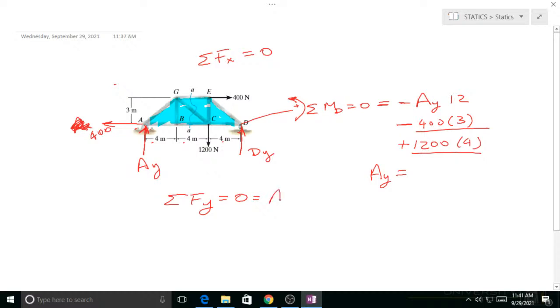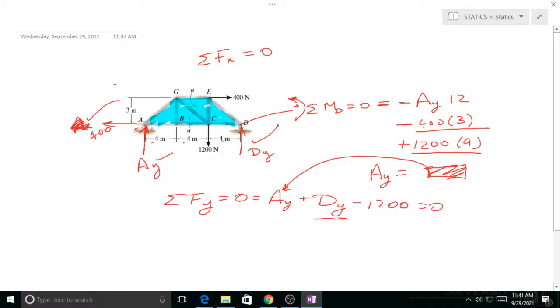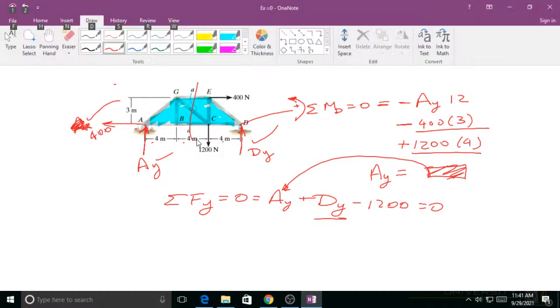So I can just write it down officially, AY plus DY minus 1200 equals 0. After I find this number, I stick it in here, and then I can find that number. Once I have those three numbers, this one, this one, this one, then I can slice. You go back to the book.